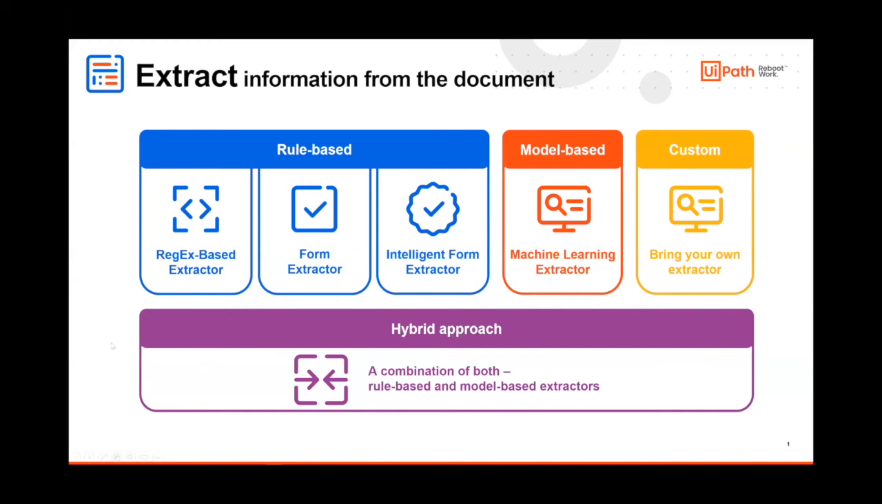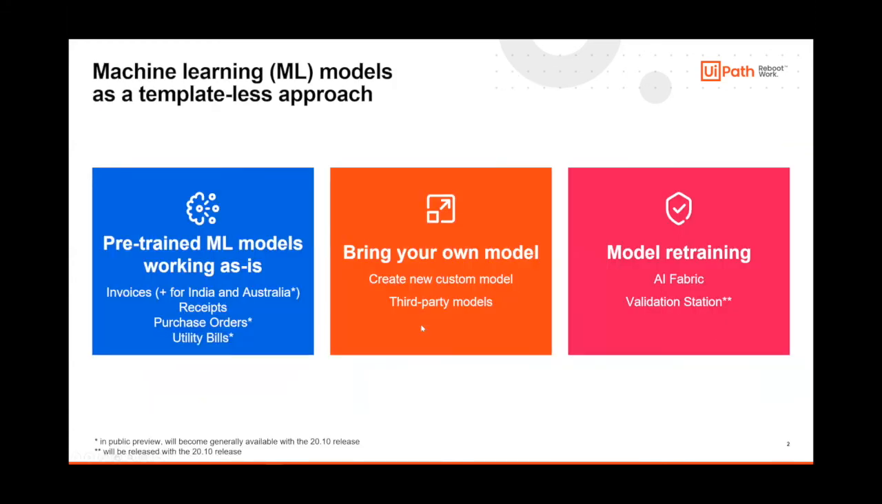All right, I'll jump to this next slide just to talk again about that concept of a templateless approach, which is what we see with these machine learning models. The machine learning models that we have currently are tied to certain document types like invoices, purchase orders, receipts, and utility bills. In addition to that, you can also bring your own model by using a third-party model that integrates with UiPath, or you can even create your own custom model. And we're going to see how we actually create a custom model using a tool that we call AI Fabric. So let's jump into that real quick.